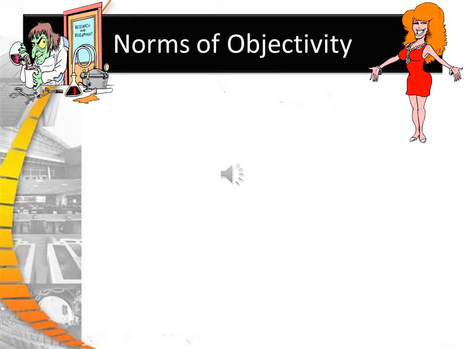Here we can talk about norms of objectivity. On the left side of the column you see the objective, not an interpretation, and on the right side you see subjective information such as interpretations. You have observable versus non-observable, reliable versus unreliable, measurable versus non-measurable, specific versus general.